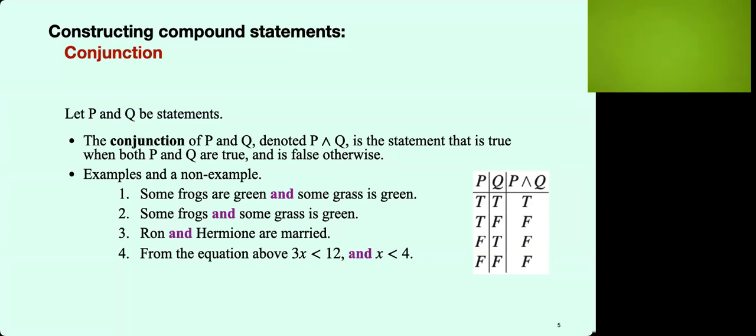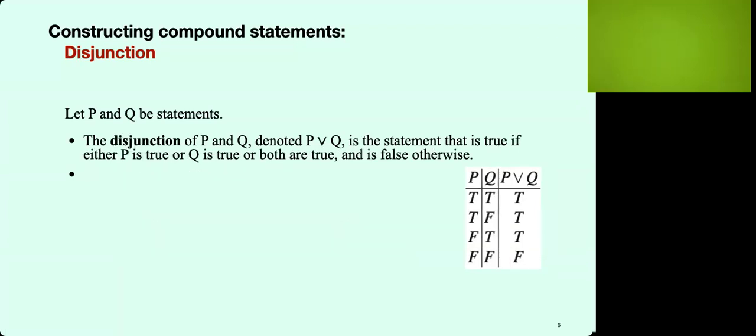All right, next compound statement is called a disjunction. And instead of the word and, we're going to use the word or. So the disjunction of P and Q, denoted P with a V symbol, Q. That V symbol is pronounced or. P or Q is the statement that is true if either P is true or Q is true, or both happen to be true, and is false otherwise.